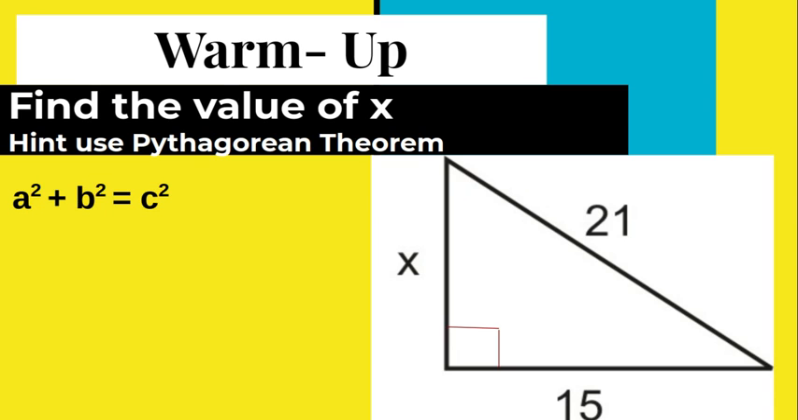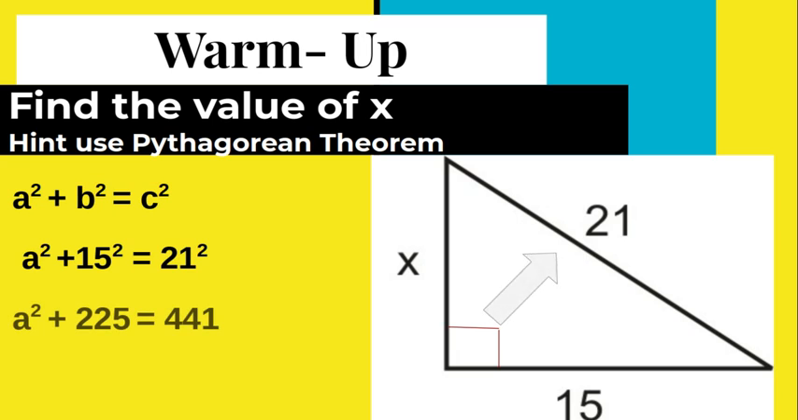So the warm up for today is that you need to use the Pythagorean theorem to find the x value. So this is just remembering how to use it. Okay, so we always have the hypotenuse, which is across from the 90-degree angle. And so that's 21. 21 is going to be the C value, because the hypotenuse is always my C value. Okay, so we're going to get 15 squared is 225, 21 squared is 441, and we still have A squared.